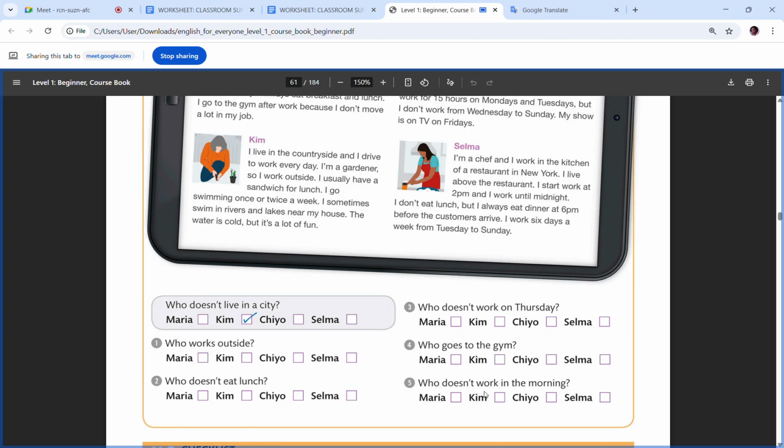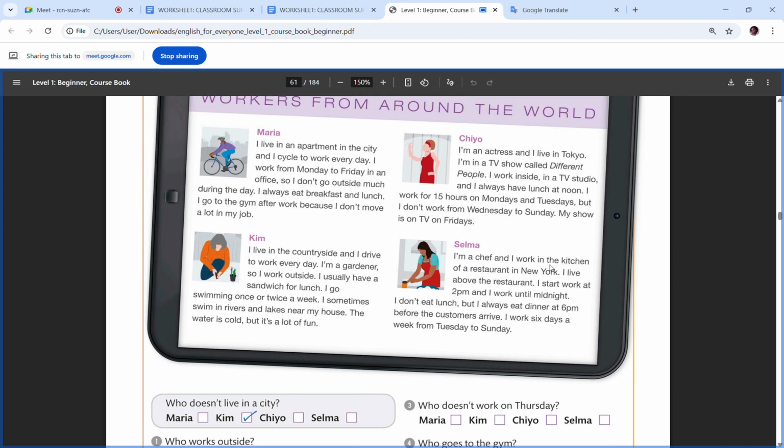Now, who doesn't work in the morning? Who doesn't work in the morning? It's Selma. Where does she say that? She says she starts work at 2 p.m. and works until midnight.